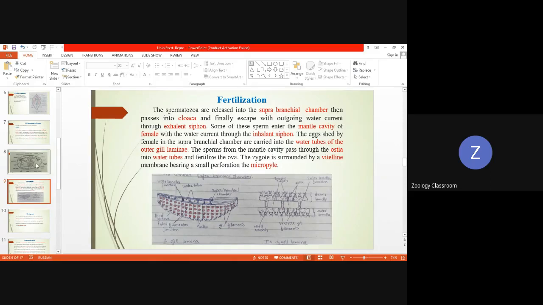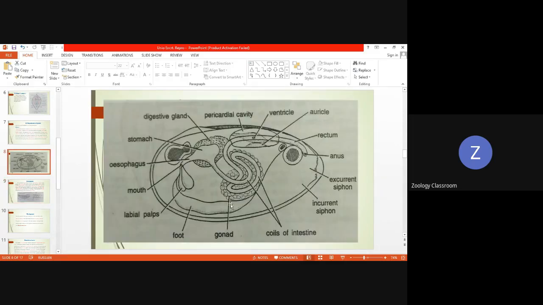They are opening in the suprabranchial chamber. But what are the gonoducts of the male releasing? Sperms. Where are the sperms going? Into the water current. They follow the water current and are thrown out of the body, isn't it, through the exhalent siphon.